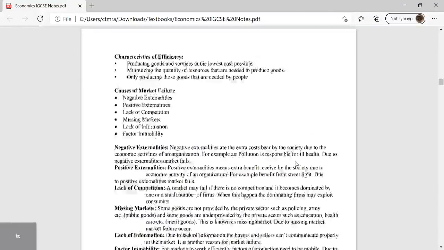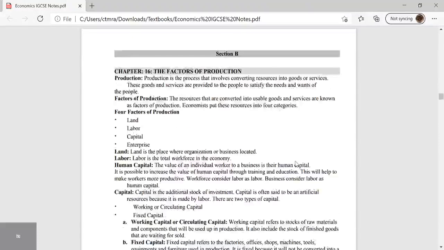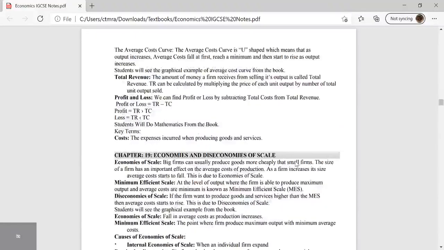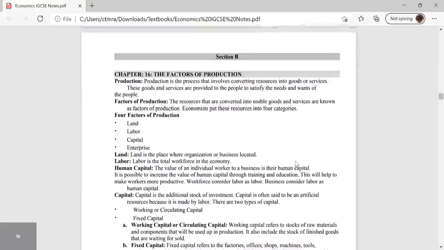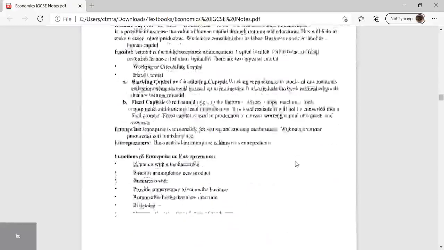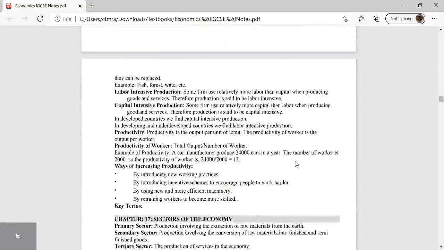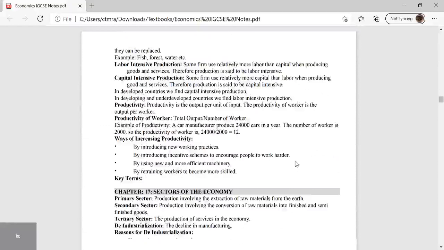Okay, so last day we were doing factors of production. We did factors of production, sectors of economy, production. So let's start with this one.